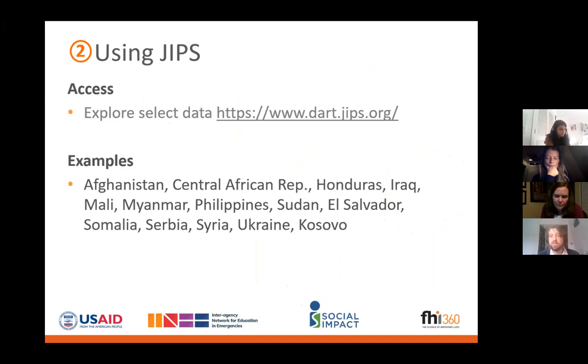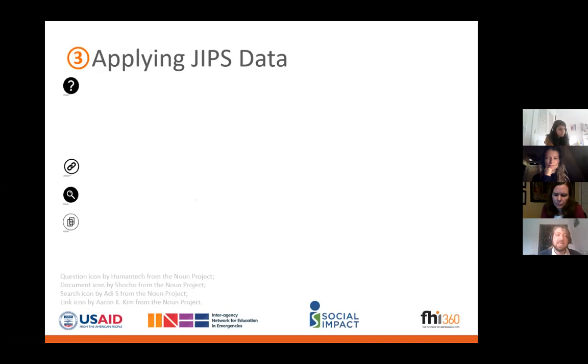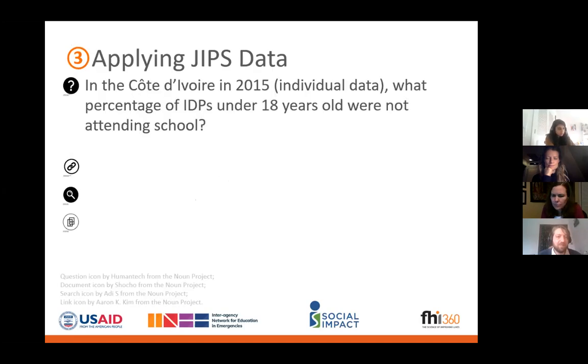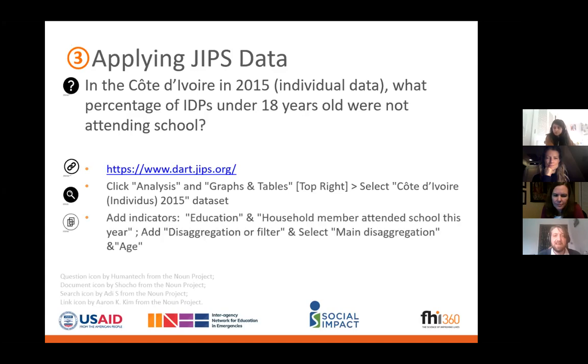So using JIPS, again, it's a bit of a challenge because there are different websites. You could navigate to the JIPS website and find reports. You might also find reports in other locations, but they also have a quite nice data exploration tool for a number of their studies called DART. You'll see the link there, dart.jips.org. And we'll maybe skip the question because I think we're running low on time.